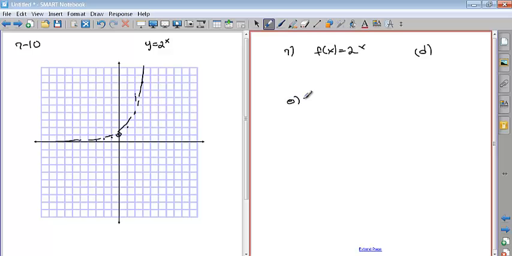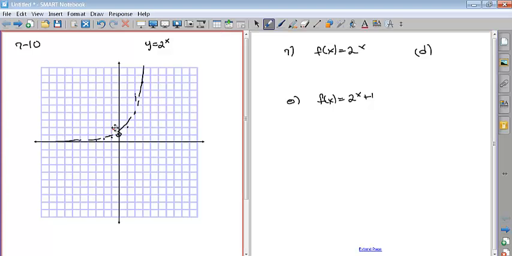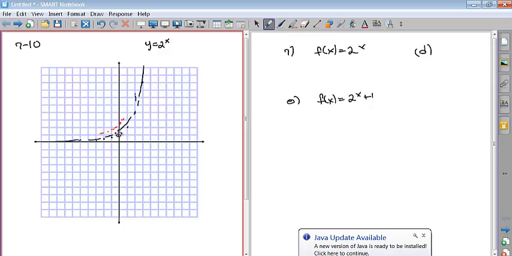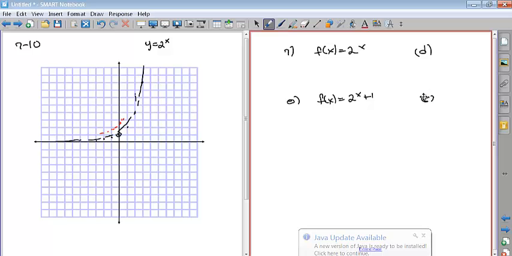Then you have 8, which is f of x equals 2 to the x plus 1. So all you're doing there is you're just shifting everything up 1 unit. So we should have a y-intercept of 2, and we should also have it increasing in that manner. So the only one that looks like that is C. B kind of looks like it's smushed in the other direction. So let's see what we have left here.